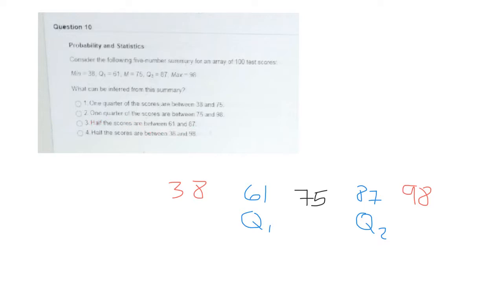Half the scores are between 61 and 87. Let's see. That can be inferred because we have 1/4 here, another quarter here, another quarter here, and another quarter here. And this is a quarter, and therefore this would be half, because a quarter plus another quarter gives you a half, right? So between 61 and 87, that is indeed half of the scores for sure. Half of the scores are between 38 and 98. Let's just take a look at that. Well, no, all of the scores are between 38 and 98, so that one's gone. So the answer is this one.